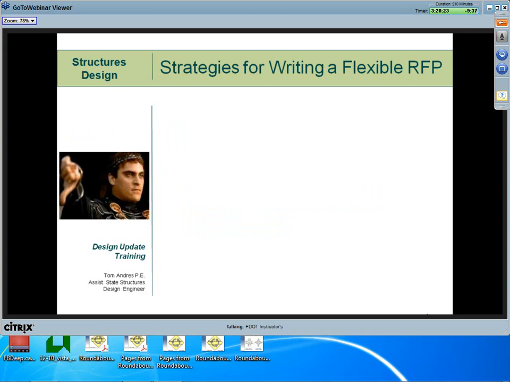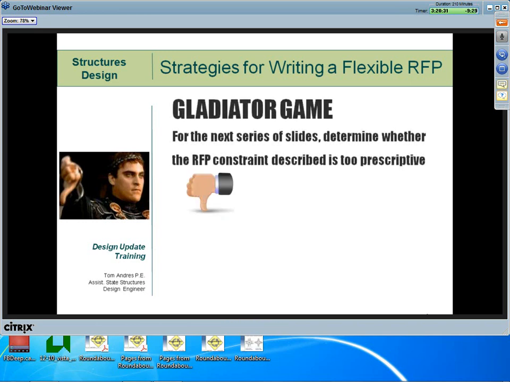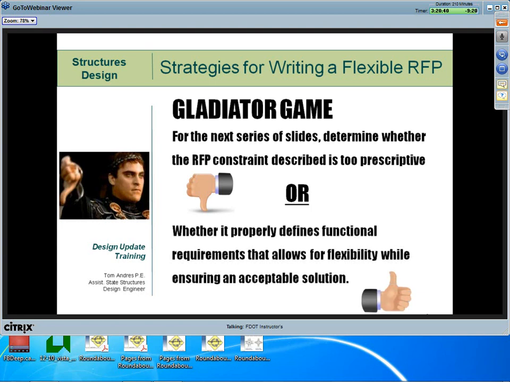Next, we're going to play the Gladiator game here. I will give you some sample RFP language on the next series of slides. For each, determine whether the RFP language is too prescriptive, thumbs down, or whether it properly defines functional requirements that allows for flexibility while ensuring an acceptable solution. Now, I want to point out that these examples were taken from actual RFPs, but I've taken the liberty to change them for the purpose of training. So I'm not going to use the actual examples per se.